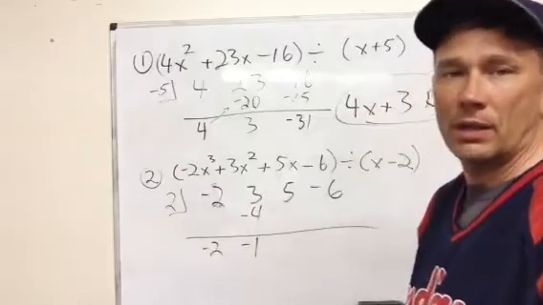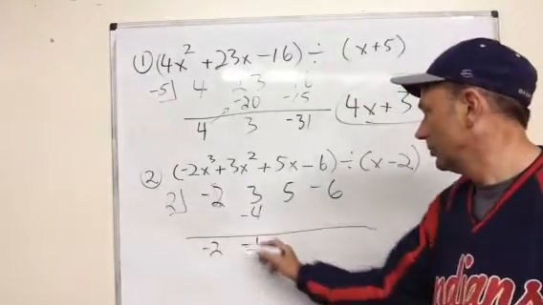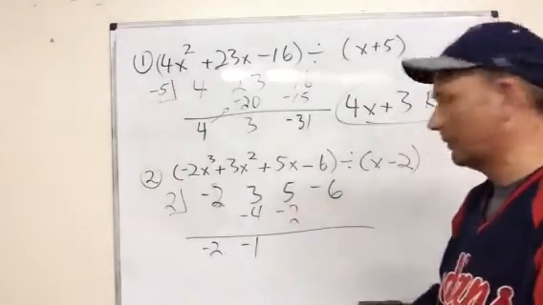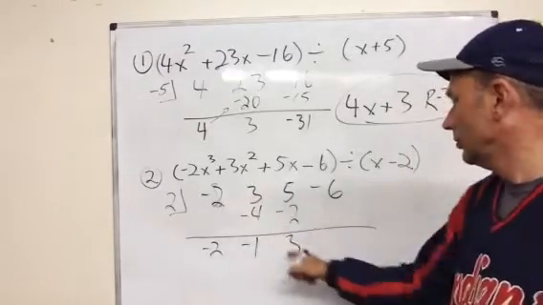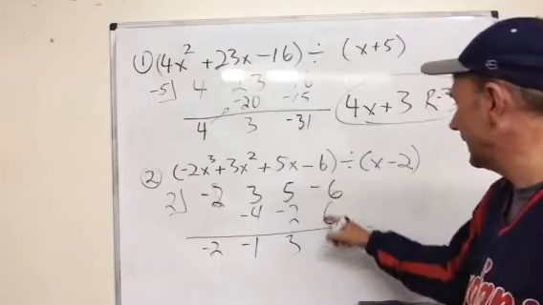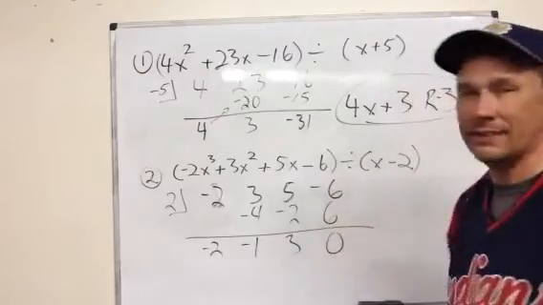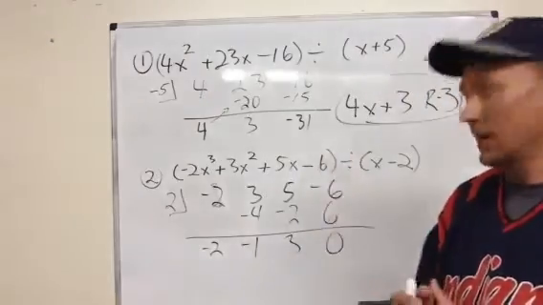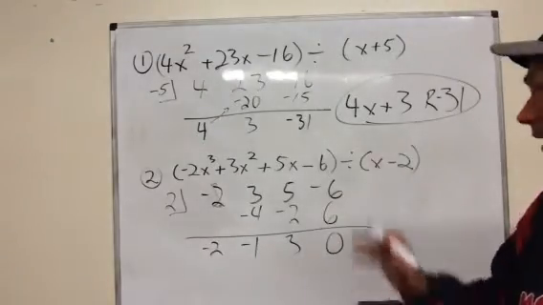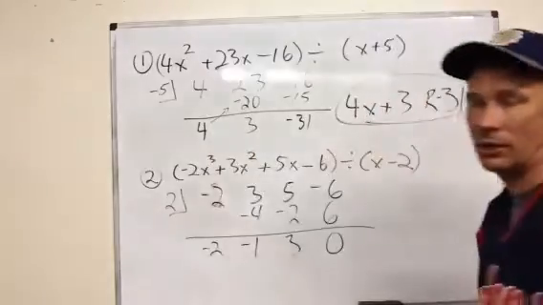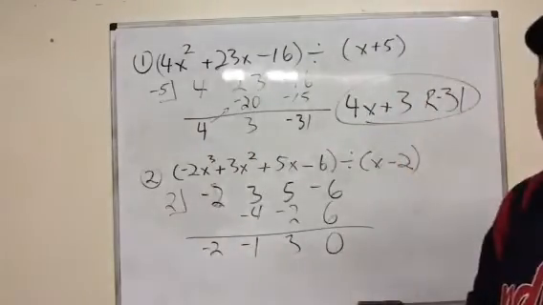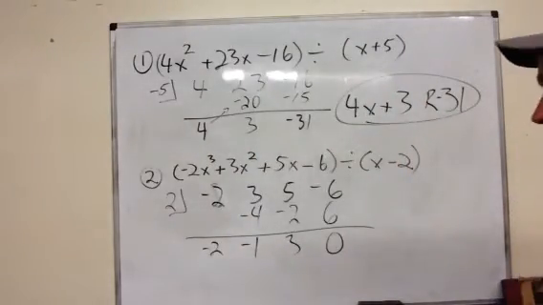Add down. Negative 1. 2 times negative 1 is again negative 2. Add down, I got a 3. 2 times 3 is 6. And negative 6 plus 6 is 0. Bing, bing, bing, bing. Remainder of 0. This, x minus 2, is a factor of this polynomial. That's going to be important here in another lesson or two.